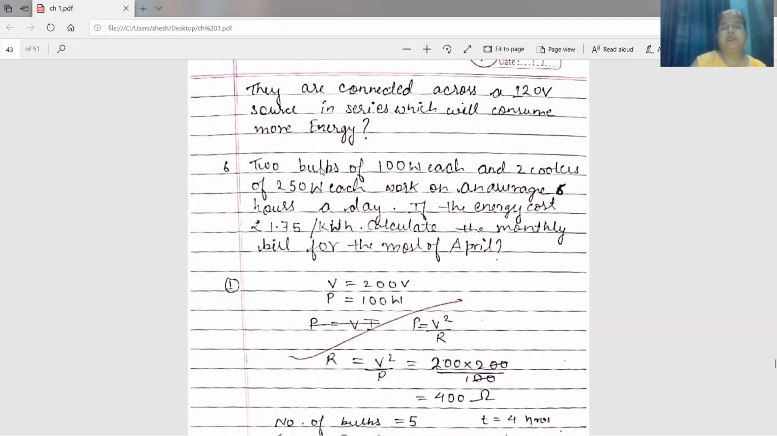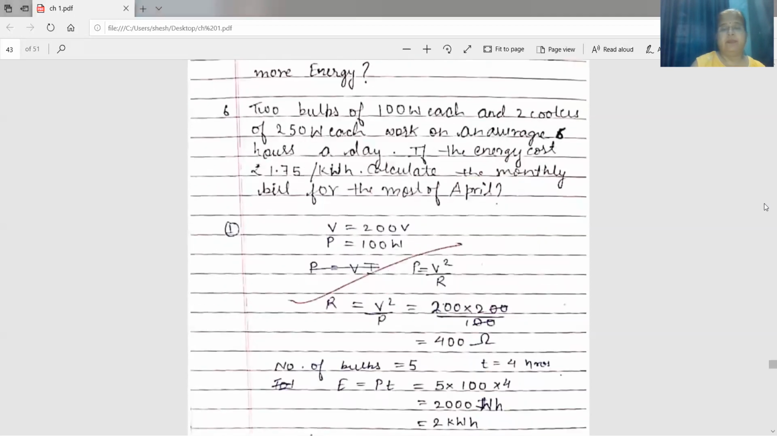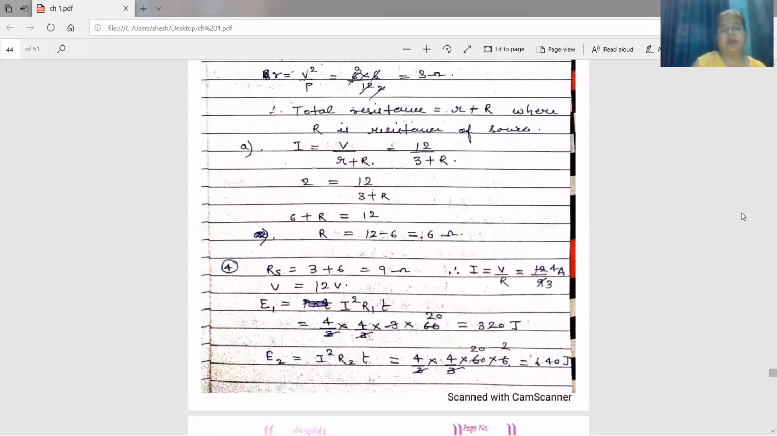So the number of bulbs is 2 and the power of one bulb is 100 watt. So the power of two bulbs will be 2 into 100 watt. Similarly, there are two coolers and the power of one cooler is 250. So the power of two coolers is 250 into 2, you are getting 500. So total power will be equal to 500 plus 200, 700. And it works on an average 6 hours. So time is given, 6 hours. Multiply power into time, you will get energy consumed, and then multiply with the cost.